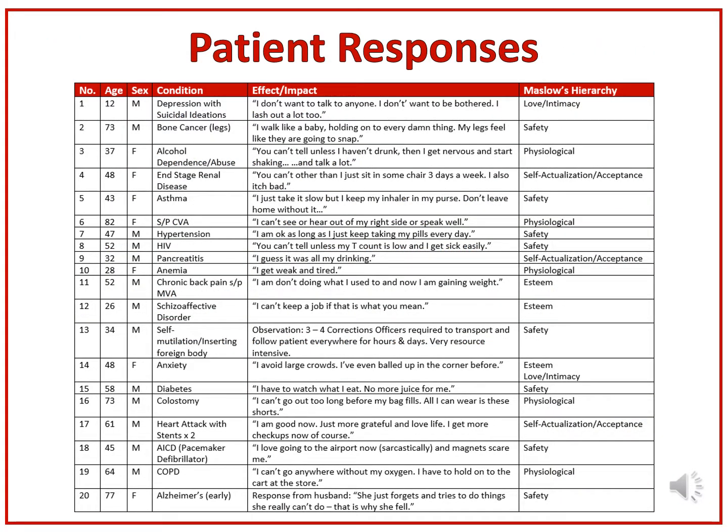Here's a list of patient responses. I randomly chose 20 of my patients and asked them the question, how does your condition affect you the most? I categorized the responses based on age of the patient, gender, the condition for which they were being seen or treated, and then the response, which gives the effect or impact. On the far right column, I added Maslow's hierarchy of needs.